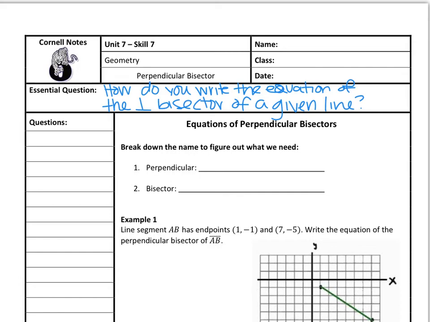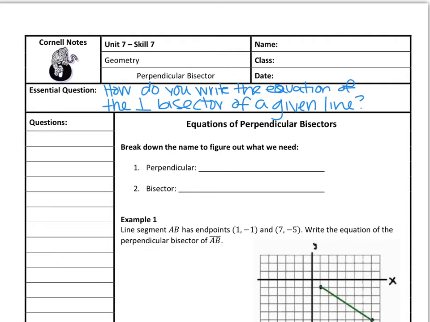We're looking at Unit 7, Skill 7, Perpendicular Bisector. So you've heard this word, this phrase a lot, but now we're going to write the equation of a perpendicular bisector of a given line. So that's your essential question. How do you write the equation of a perpendicular bisector of a given line?